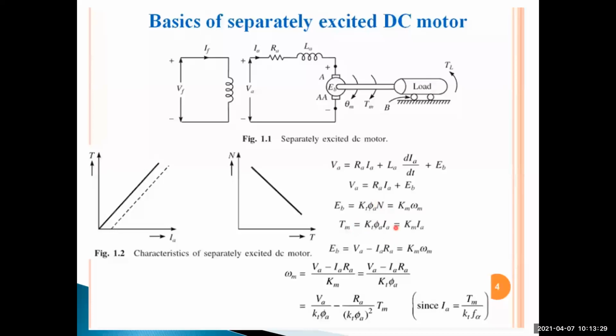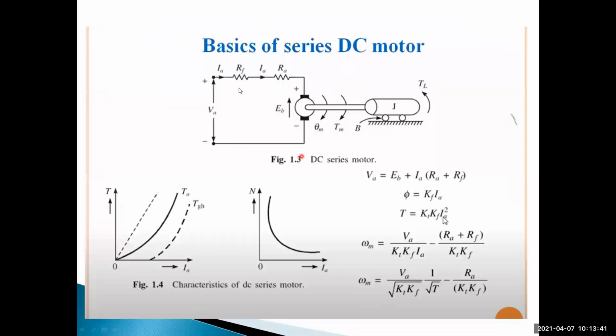So these are the torque relations. You already know this type of information. This is about the basics of separately excited DC motors. This is about the series motor. I already explained the basics of the DC series motor in the last class.